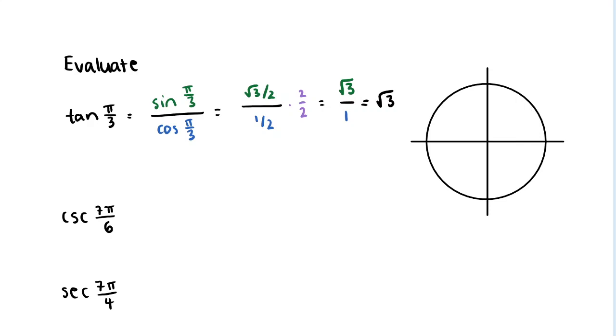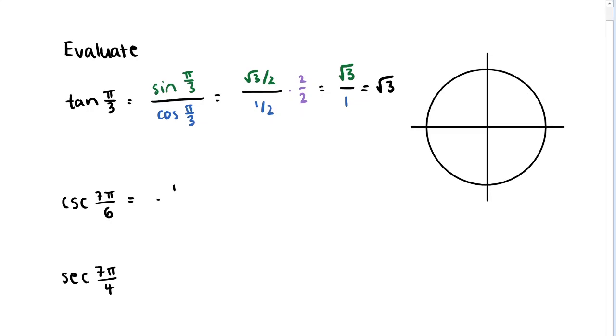Okay, so what about cosecant of 7 pi over 6? How do we compute this function? Well, this is the reciprocal of which trigonometric function? It's the reciprocal of the sine function. So this can be computed by evaluating 1 over sine of 7 pi over 6.